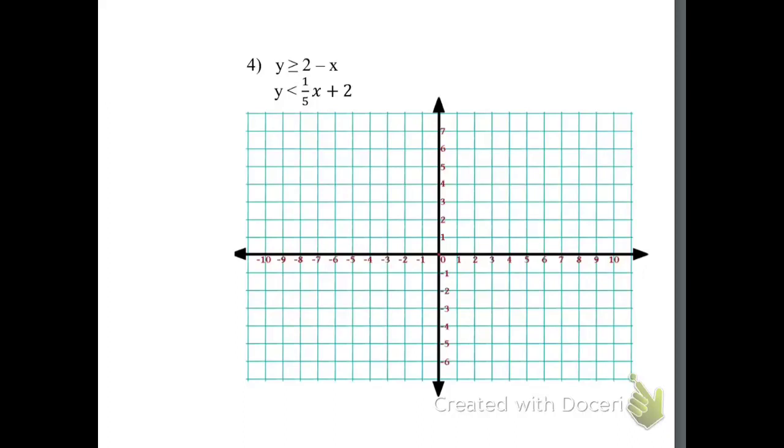Okay, we're going to get our last one here. That's number 4. You're supposed to graph both of these inequalities on separate graphs. Just take your first one, and we're going to graph that. You're going to graph it a lot like you're graphing a line.